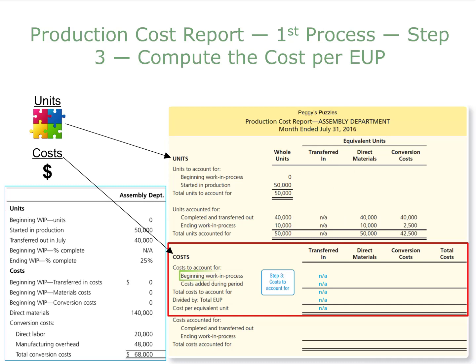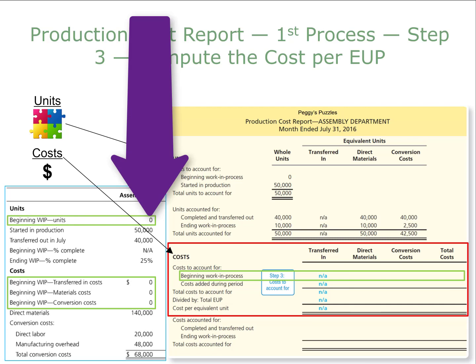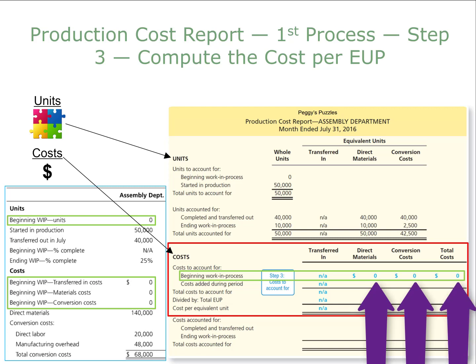Now we move on to the beginning work in process. According to our data table, the costs in the beginning work in process were 0 for transferred in costs, material costs, and conversion costs. This makes sense since the data box also says there were 0 units in the beginning work in process. Since the data box says there were 0 costs for beginning work in process for material costs and conversion costs, we can enter 0 here, here, and the total will also be 0.